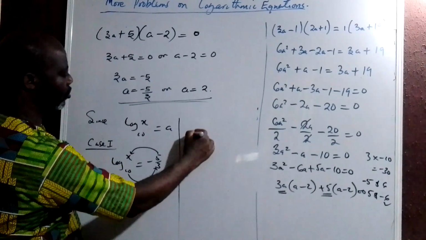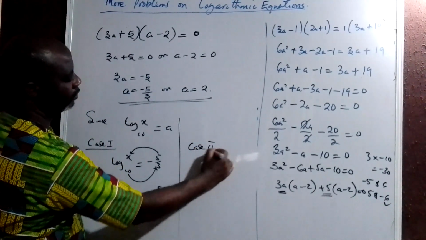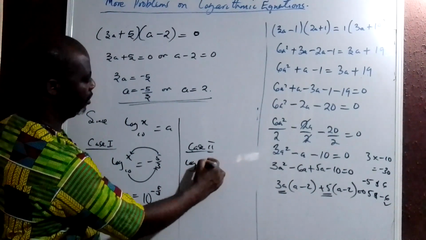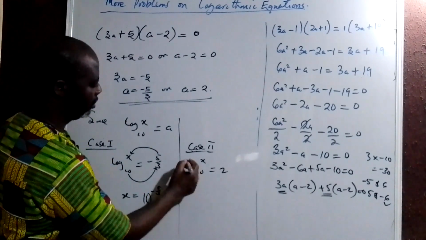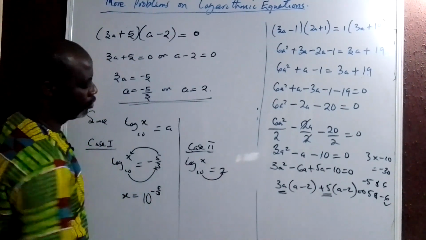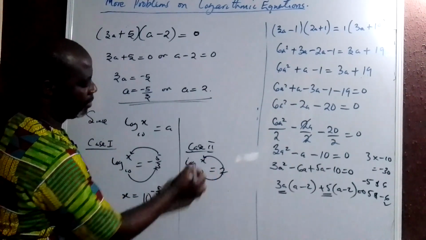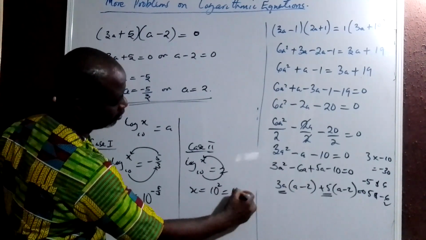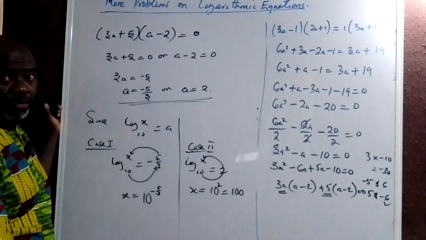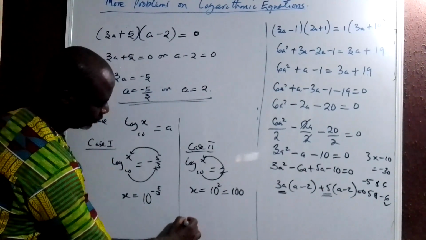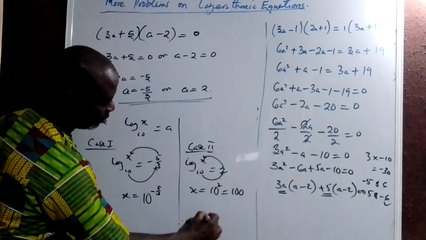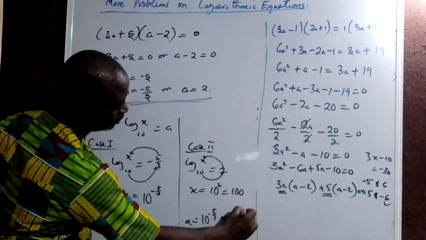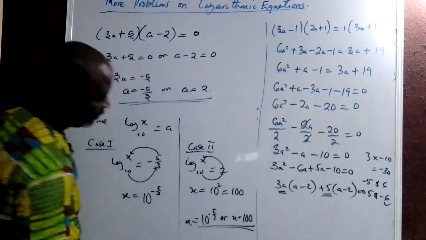So let's look at case 2. For case 2, we're going to have log x base 10 equal to 2. The same way, 10 to the power of 2 will be equal to the number x. So we have x to be 10 to the power of 2, which will give us 100. Therefore, we can conclude by saying that x equal to 10 to the power of minus 5 over 3, or x equals 100. So that gives the solution.